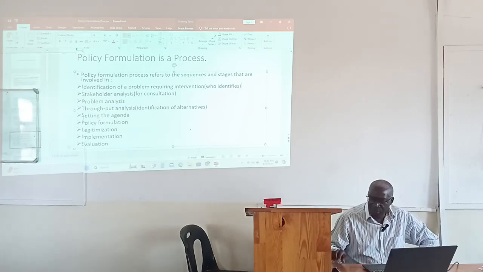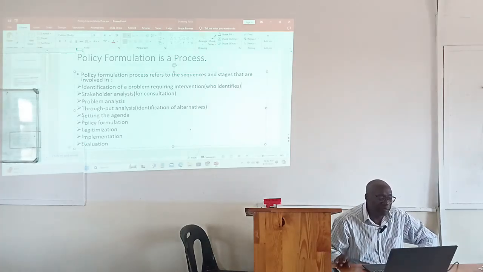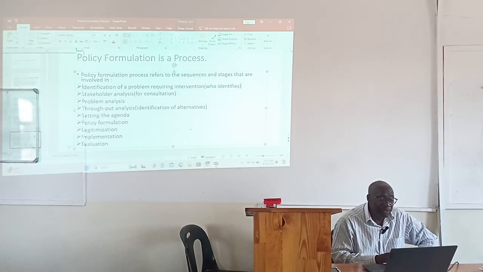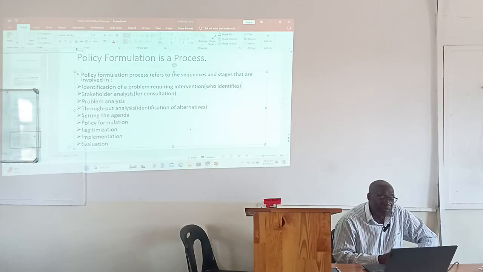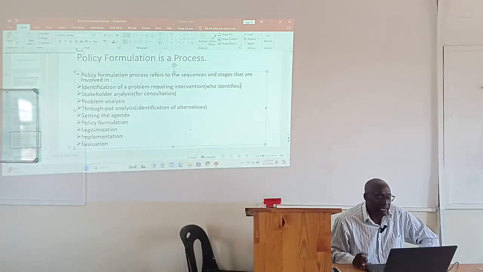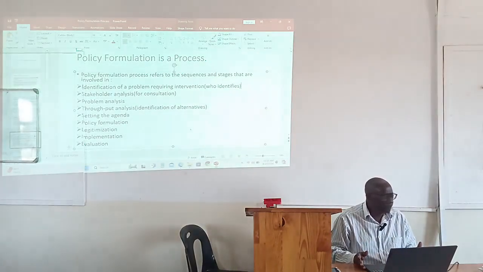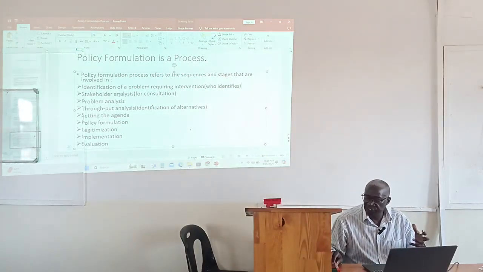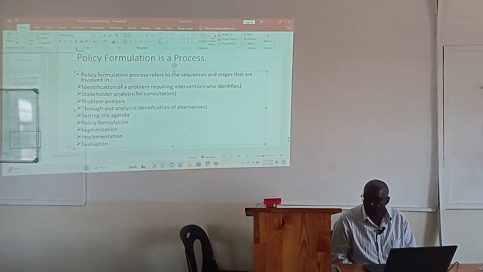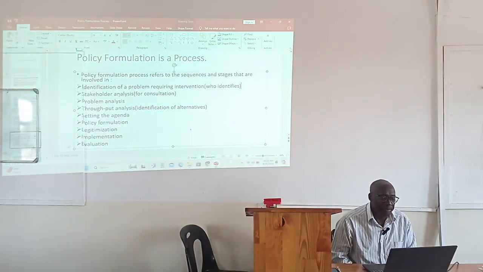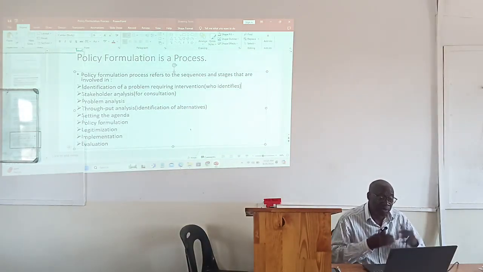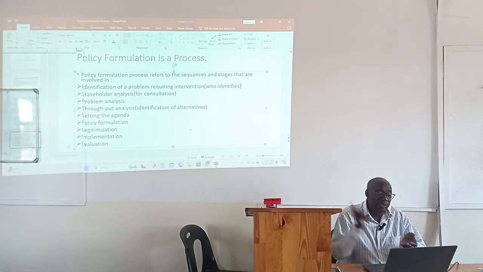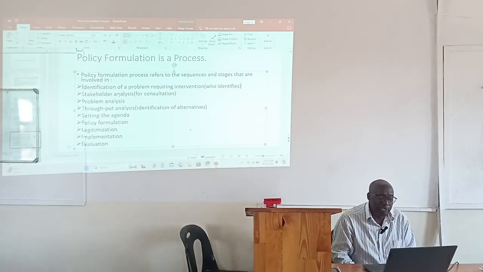Now, once you have reached that level, then you need to look at your problem analysis and your stakeholder analysis. Who do you think can play a part or some role in supporting your initiatives, and also supporting you in formulating that particular policy? So you do stakeholder analysis, problem analysis, throughput analysis.